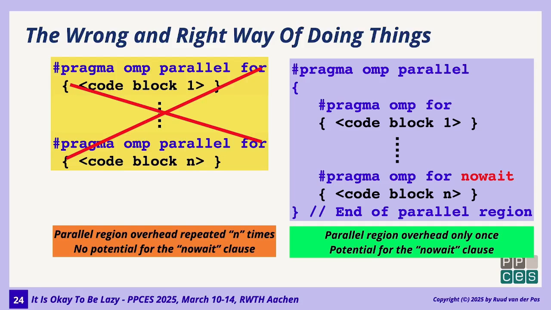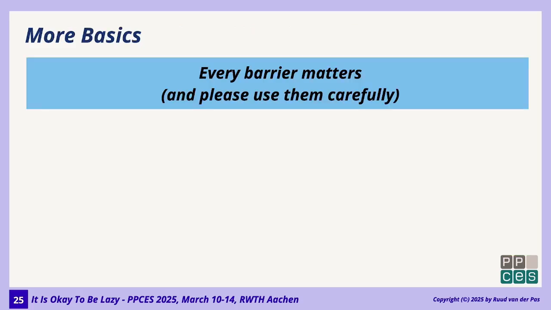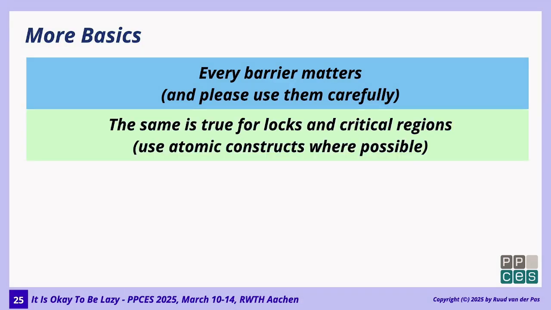Not so long ago, I asked one of those compiler people, do you do that for me? No, they don't. So take control and add a nowait. Anyway, this is remarkably simple and can be highly effective. More basics. I just said that every barrier matters. You need them for correctness, but use them with care. And for safety, OpenMP gives you a whole bunch of implied barriers, and sometimes you don't need them. It's overkill. You can get rid of them.